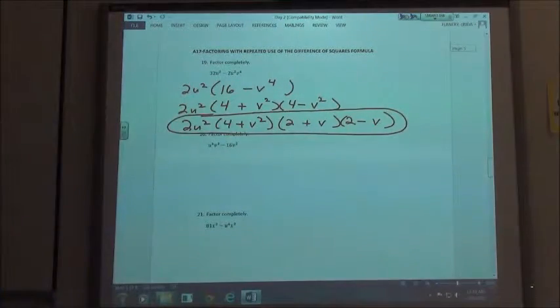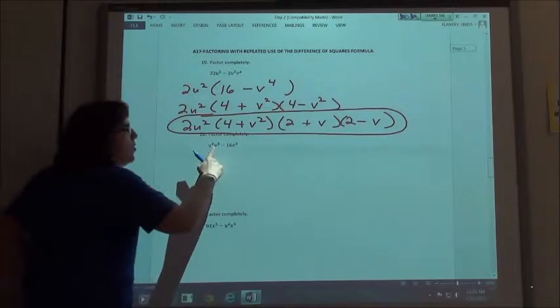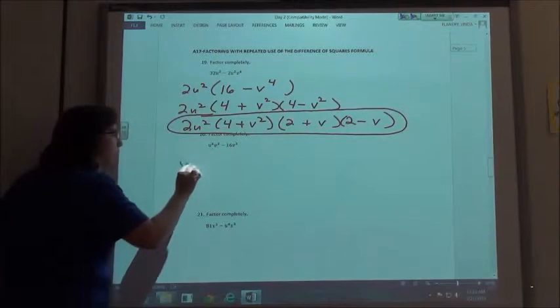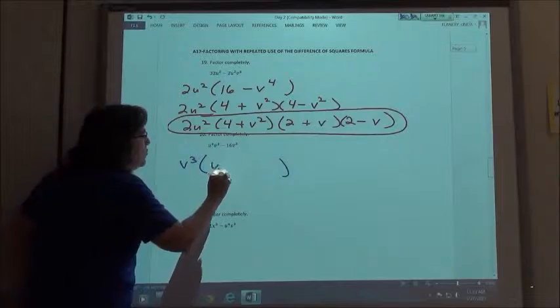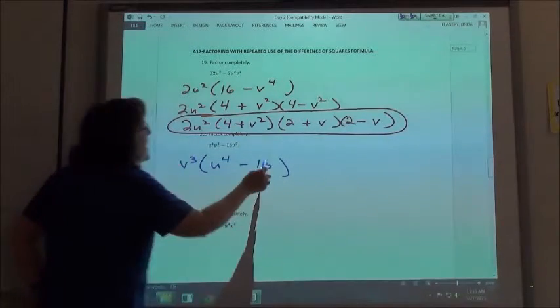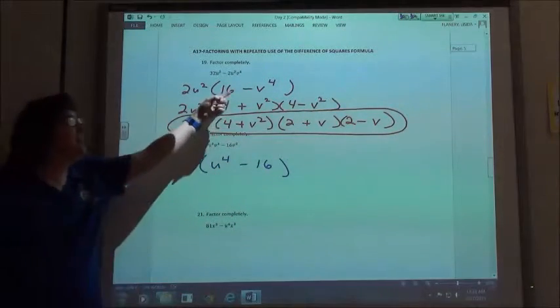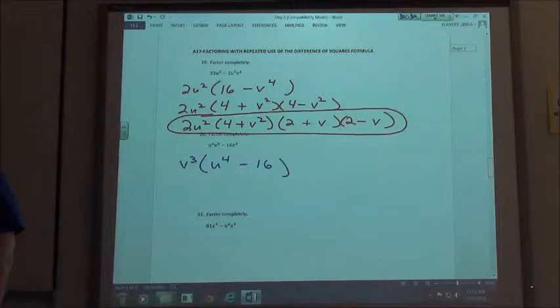So number 20, same thing. Tells me to factor completely. Whenever it says factor completely, I look for the greatest common factor. Both of these have a v to the third power. So I'm going to put the v to the third out in front. Leaves me a u to the fourth and a minus 16. Again, looks very similar to the previous one. They just have it switched around.